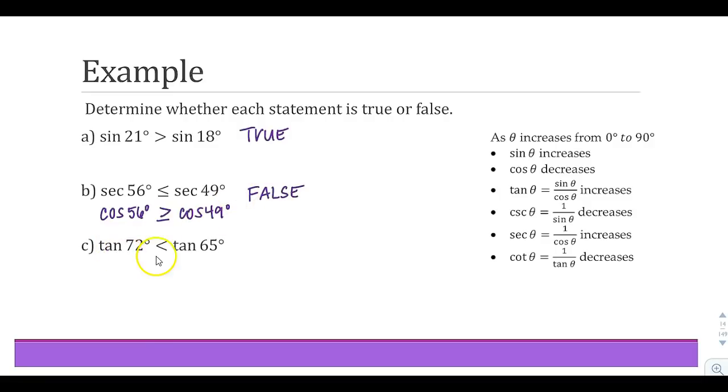And then finally, is tangent of 72 degrees less than tangent of 65 degrees? So we said that tangent, as we plugged in bigger angles, did actually get bigger and bigger. So 72 degrees is a bigger angle than 65 degrees, so this quantity on the left would have to be bigger, not less than. So this is false as well. And that was without ever determining these exact trigonometric function values for these respective angles, because notice, none of these are really nice angles that we can work with, like 30, 45, or 60.